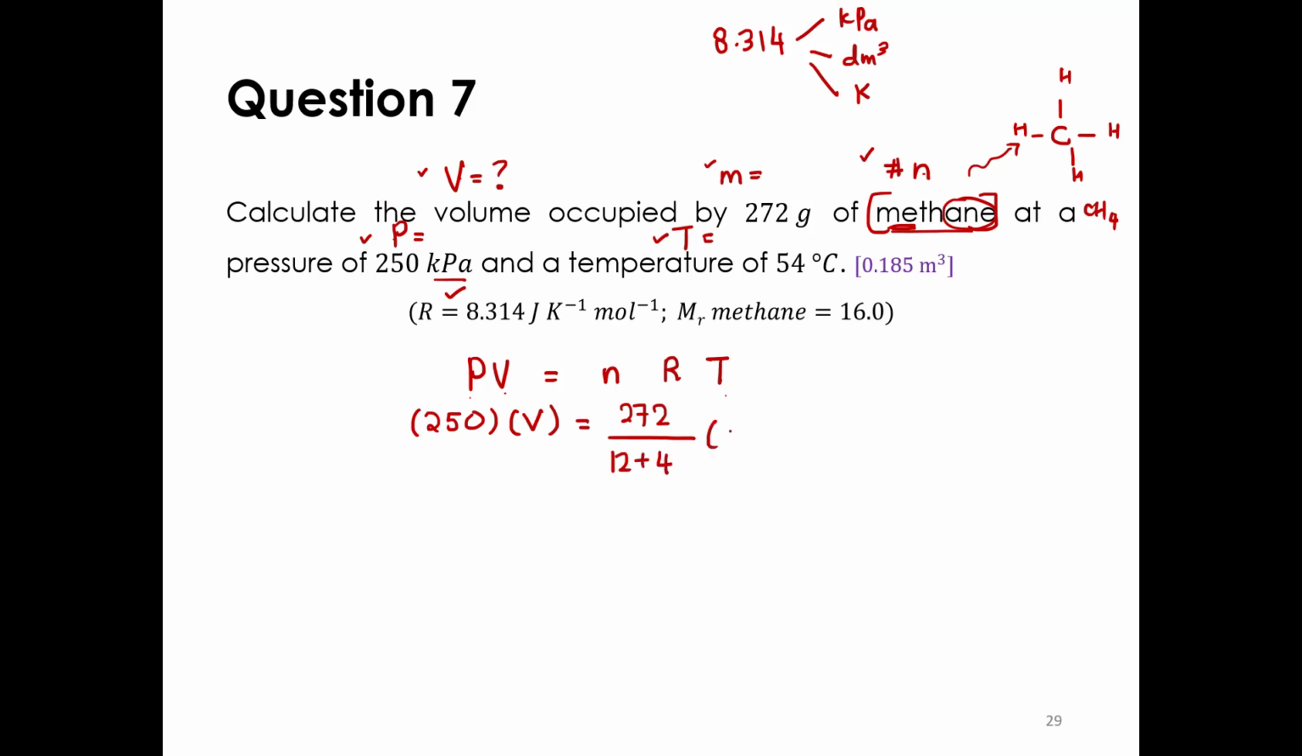So CH4 will be 12 plus 4. Then R is 8.314. Temperature, remember you have to convert to Kelvin, so you add 273, then you will have the value of 327. From here you can solve and get your volume, and your volume will be in decimeter cube.